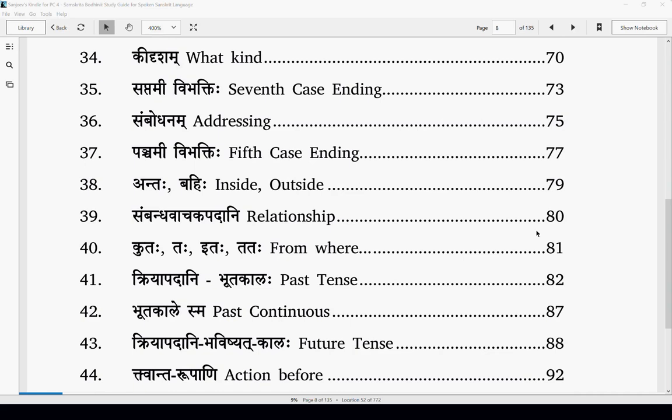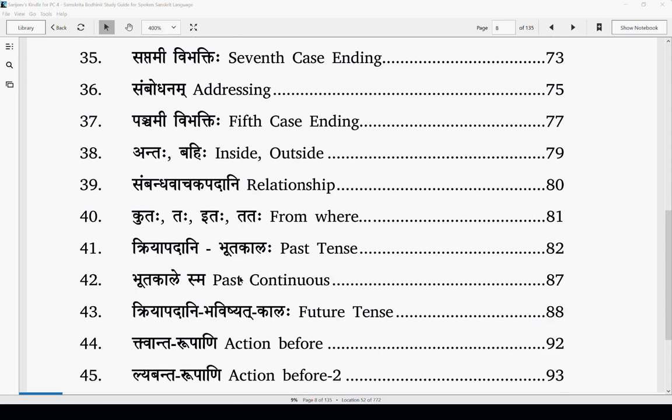Then sambandha vachaka padani, relationships. Probably not that important for level 2, but you should know the sambandha vachaka padani: mata, pita, putri, putraha, shalaha, matamaha, pitamaha, snusha, shashruhu, shashuraha, etc. You should know pitrushvasa, matrishvasa, bhagineyaha, etc. Those are relationships.